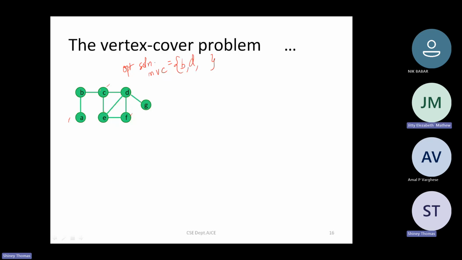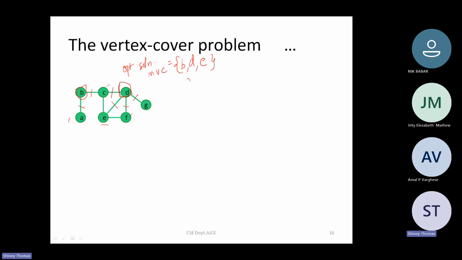Then, so what happens here? I'm talking of the solutions. When you're selecting B, this will be removed and this will be removed. Got it? When you're selecting D, what happens? This will be removed, this will be removed. All the incident edges on D will be removed. How many are remaining? Only C, E, and E, F are remaining. So which one should we take? C, E, F. E is the best option. So we'll write E. That is one way.